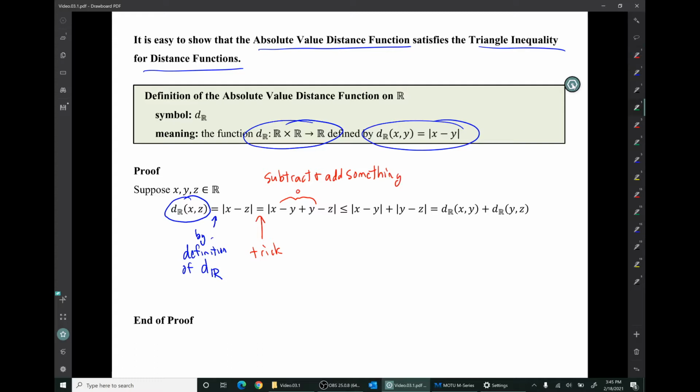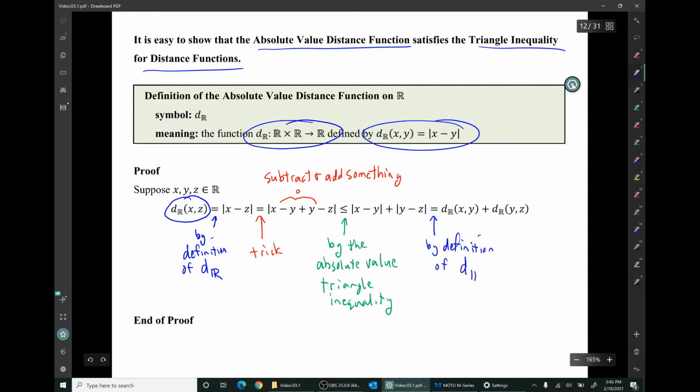But that enables us to use the absolute value triangle inequality. That's that triangle inequality that we proved was true on the earlier page. And then finally, we use the definition of the distance function again. And that's the proof. We have the right side of that triangle inequality appearing there.